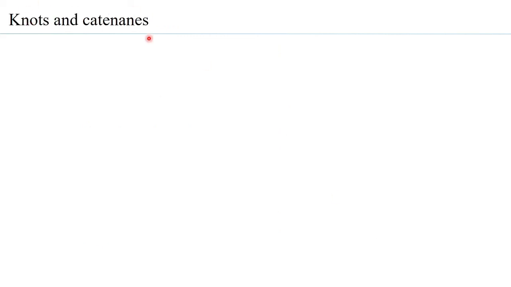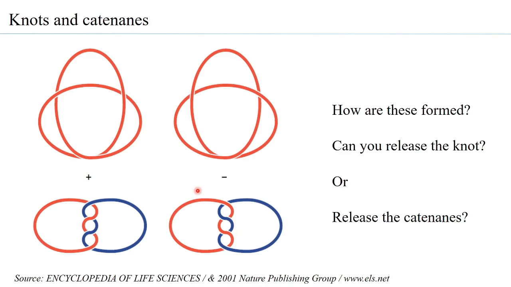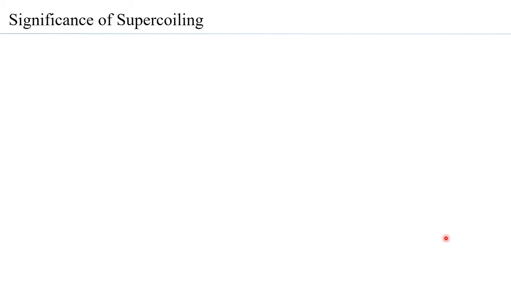Now you also have DNA present as knots and catenanes. This is a knot, this is another knot, this is positively supercoiled, this is negatively supercoiled. You can also have the DNA catenated, again with positive and negative supercoiling. So I leave you with questions. How are these formed? Can you release the knots or can you release the catenanes?